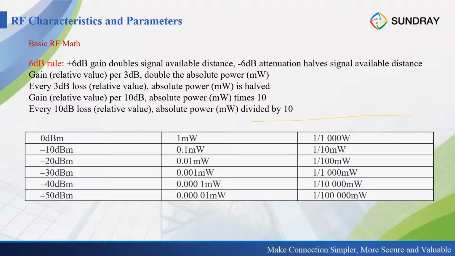For the 10 dB rule, every 10 dB loss means the absolute power will be divided by 10. For example, you use 10 dB. For the 10 dB, what is the value?